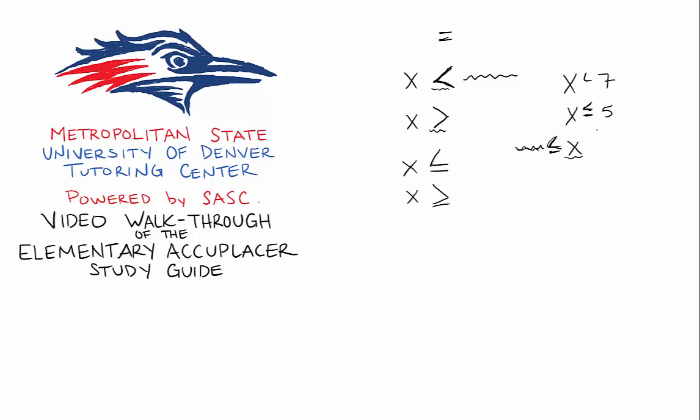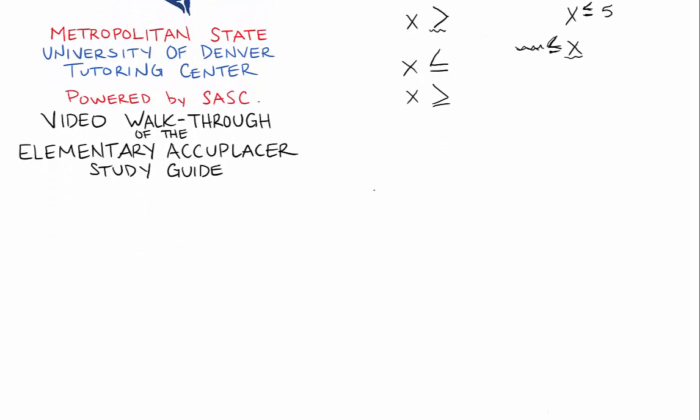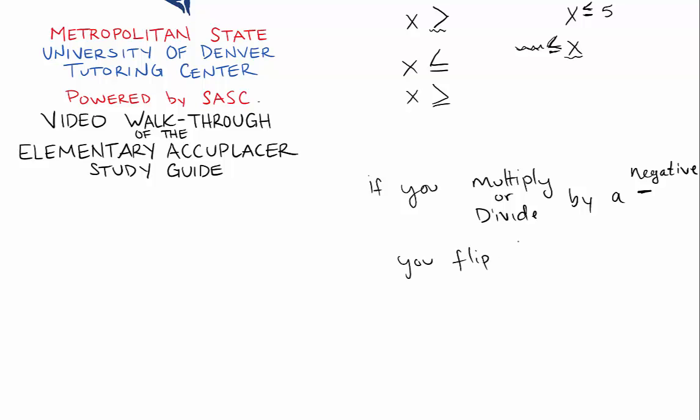But how we solve for these is the exact same procedure that I went over in the section on solving linear equations, with the sole exception that, and this is actually on page 17, in the little box in the upper right hand corner, if you multiply or divide by a negative, you flip the sign.